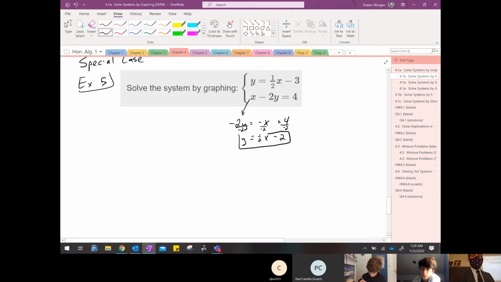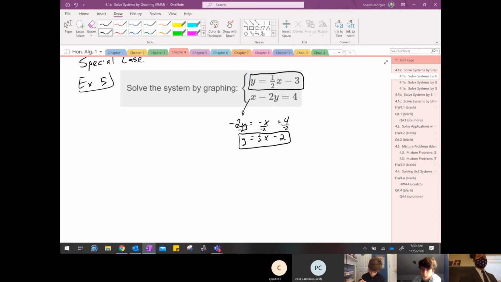Now looking at this line and that line, our first line and our second line, we have y equals 1/2 x minus 3 and y equals 1/2 x minus 2. George, what do you notice about those 2 lines? What do they have in common? Their slope is the same, and they have different y-intercepts.